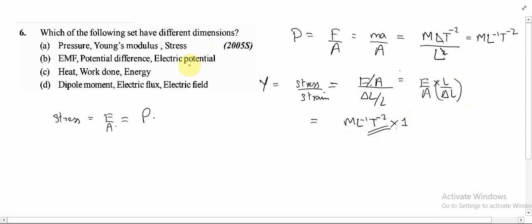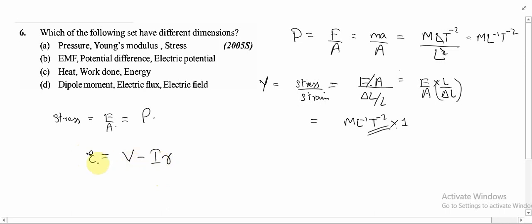Okay, now what about the second option? EMF, potential difference, and electric potential. Now there is a relation connecting all these things, that is EMF E is equal to terminal potential difference minus I into internal resistance. E is equal to V minus IR.